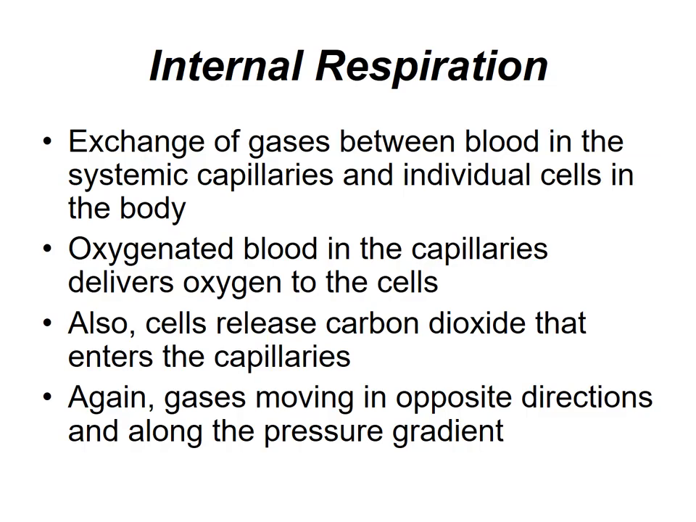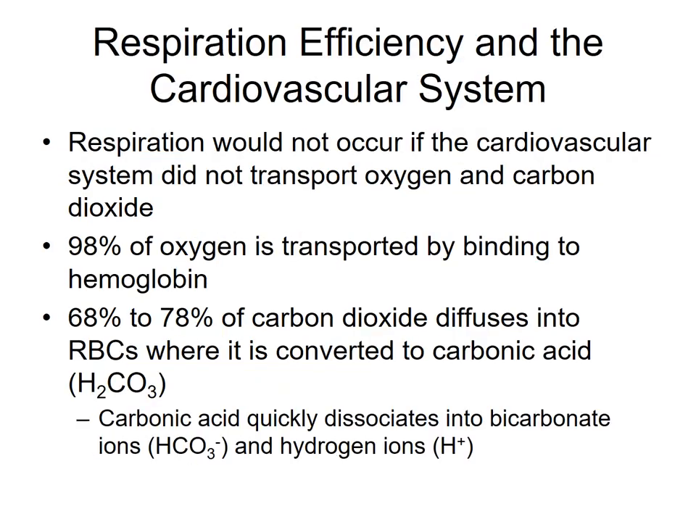Carbon dioxide is a waste product that builds up in the tissues, and so the partial pressure of the carbon dioxide is higher in the tissues than in the blood, so it flows out of the tissues into the blood. So usually, oxygen and carbon dioxide are moving in opposite directions, both in the lungs as well as in the tissues.